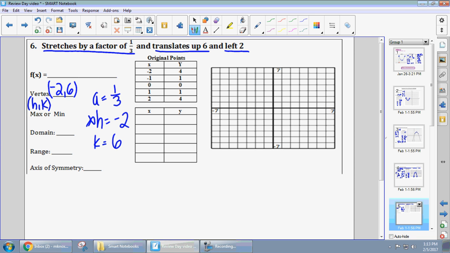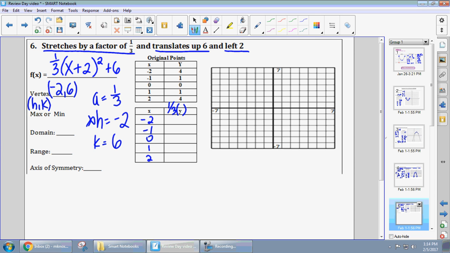And I can write my equation. My A is 1/3. And then for x, instead of negative, it's going to be a +2 because it's opposite in the equation. And then +6. So let's get our points taken care of. My x's stay the same, but then I have to multiply my a value times those y's. So 1/3 times all of those y's.